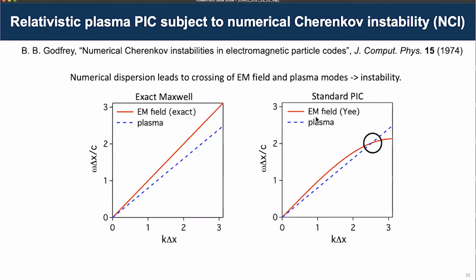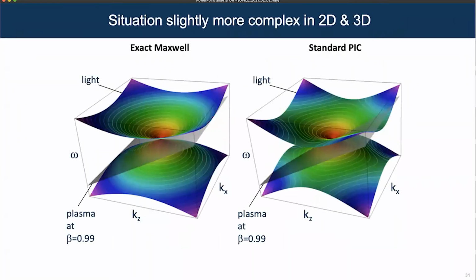Now, if you look at the discretized electromagnetic solver, as we saw, the wave at the shortest wavelength, which would be here, does not actually go at the speed of light, but at a lower speed. And you see that the dispersion curve is now not a straight line, but is distorted like this. And you now have a crossing between the two lines. That means that this is unstable. And that's very similar to the physical Cherenkov instability. It can happen in water, for example, and that's the origin of the name numerical Cherenkov instability.